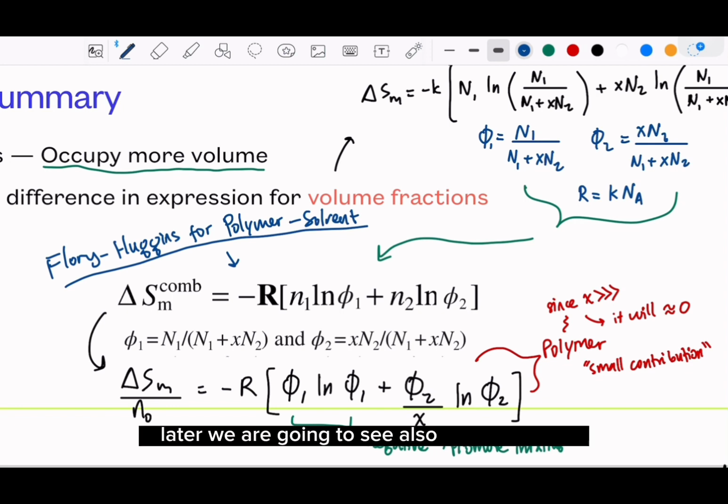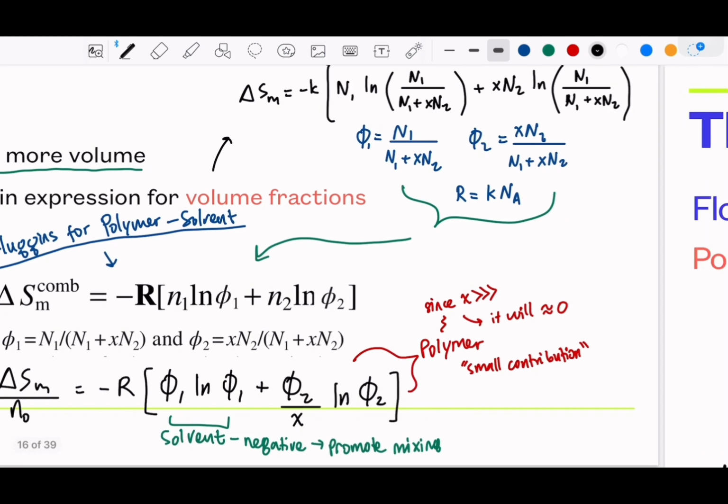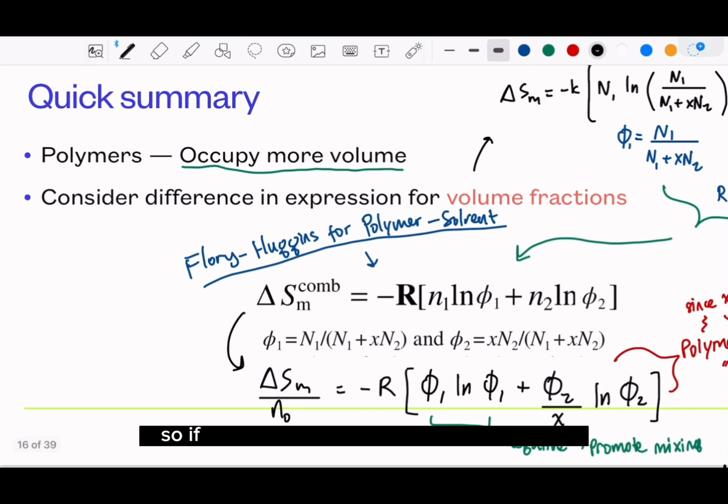Later we are going to see also Flory-Huggins. We have some special parameter that will define this mixing process. Okay. So imagine if you take polymer system. So if you take polymer, for example, so this is polymer solvent.